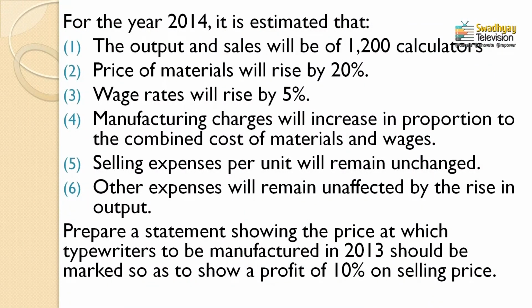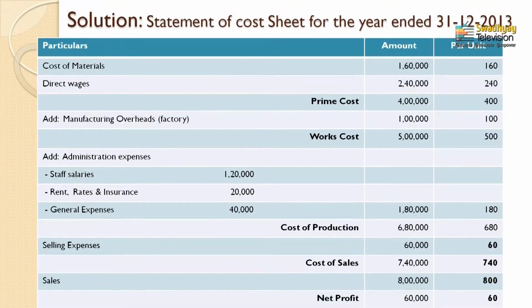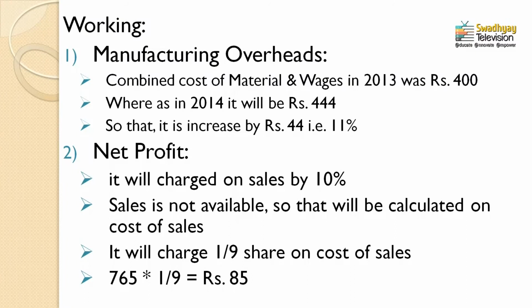manufacturing charges. See the question, question number 4: manufacturing charges will increase in proportion to the combined cost of material and wages. Combined cost of material and wages means the total cost of material and wages, and the proportion which has actually increased in the year 2014 as compared to the year 2013. So, we just find out the proportion of changes in 2014 compared to 2013.